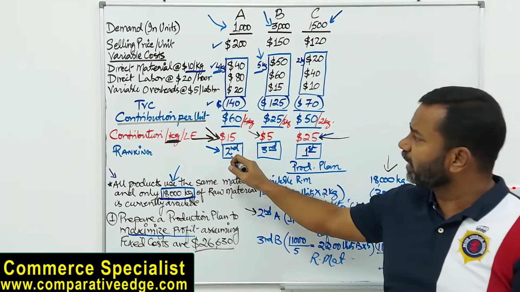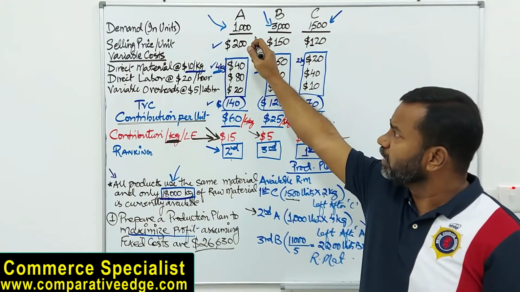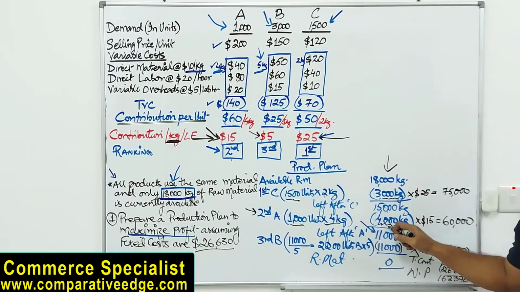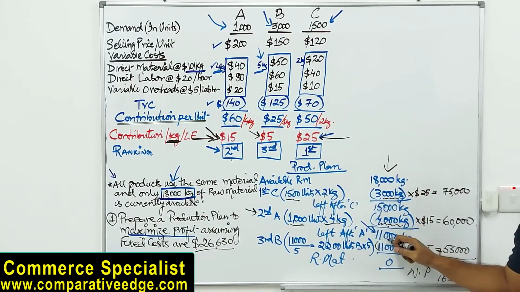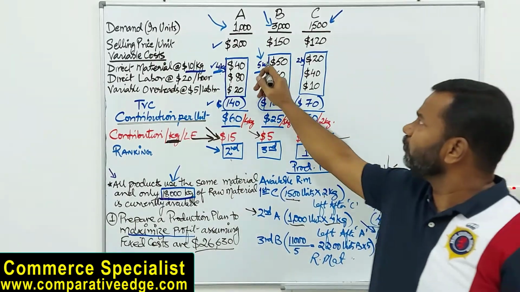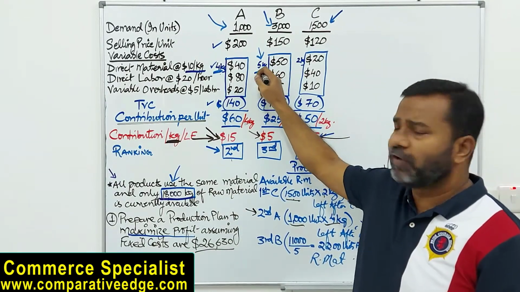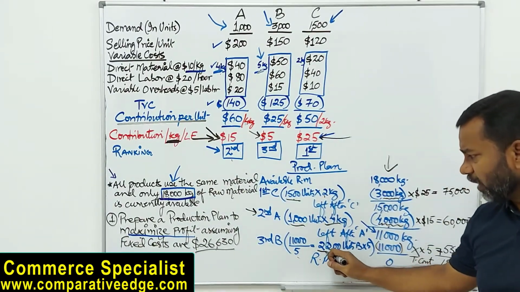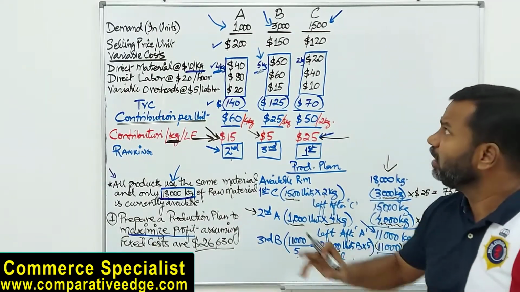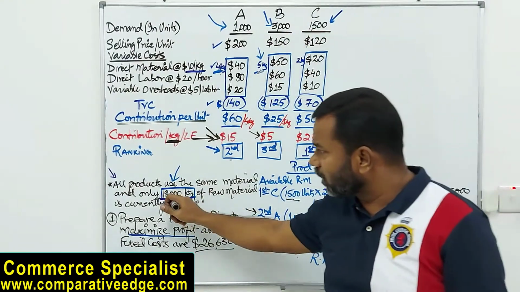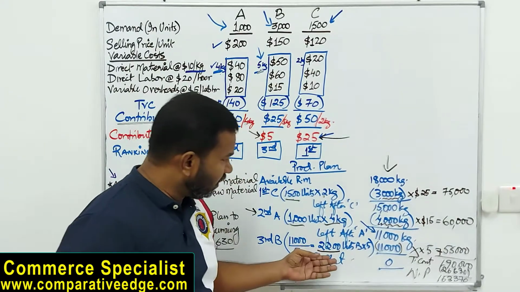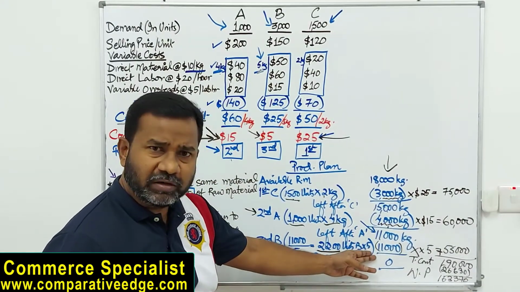Then I went on making A. The demand is 1,000 units, each unit requires 4 kilograms. So 1,000 into 4 kilograms give me 4,000. 15 minus 4, I'm left with 11. With 11,000, I'm left with B. Each unit requires 5 kilograms. So 11,000 divided by 5, I'm only able to make 2,200 units. Why not 3,000? Because the raw material is scarce. So I made 2,200 units utilizing all the available raw materials.